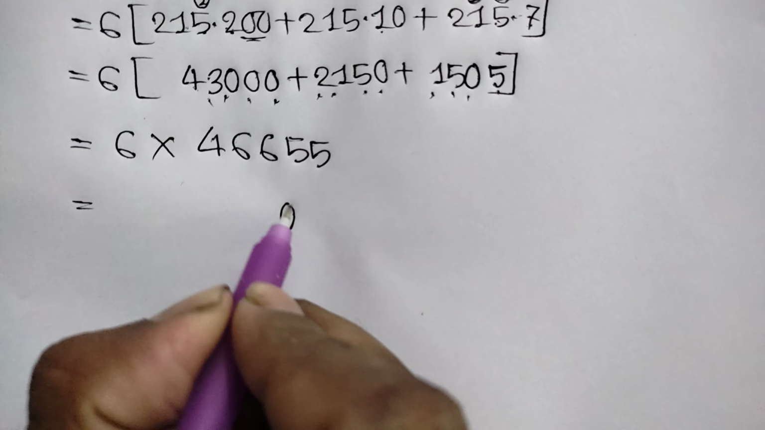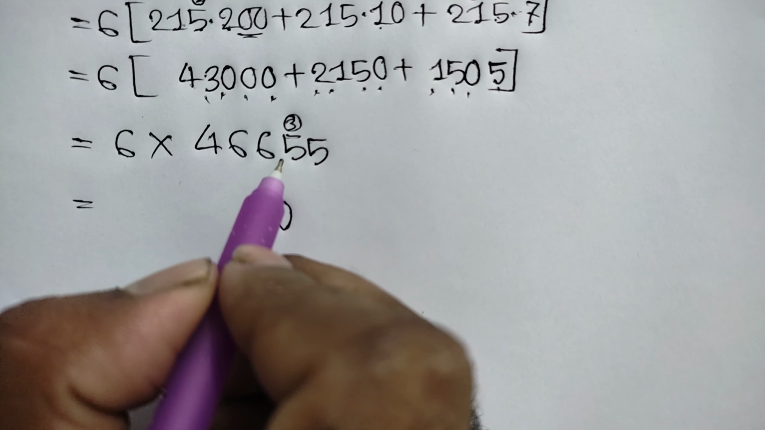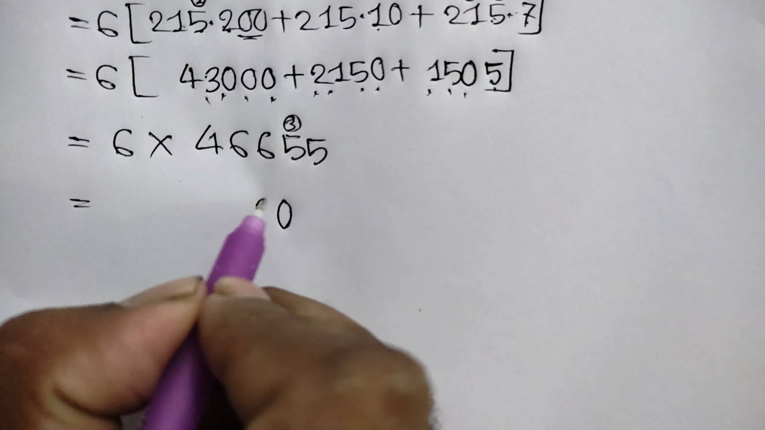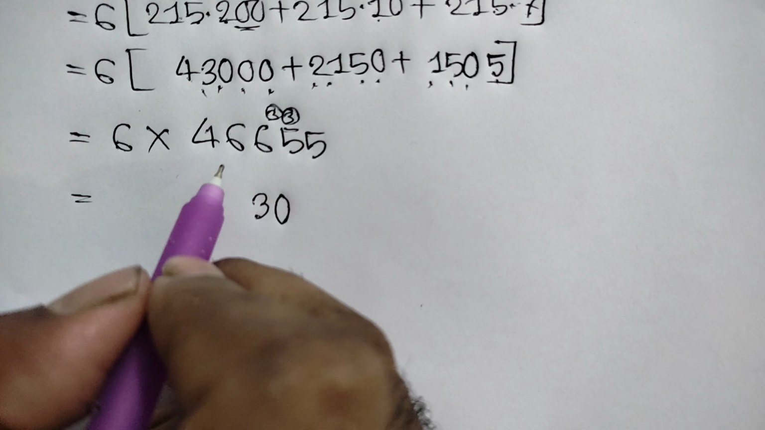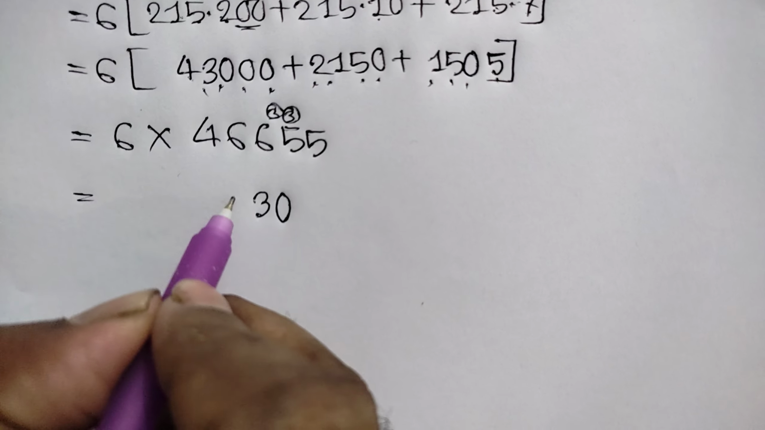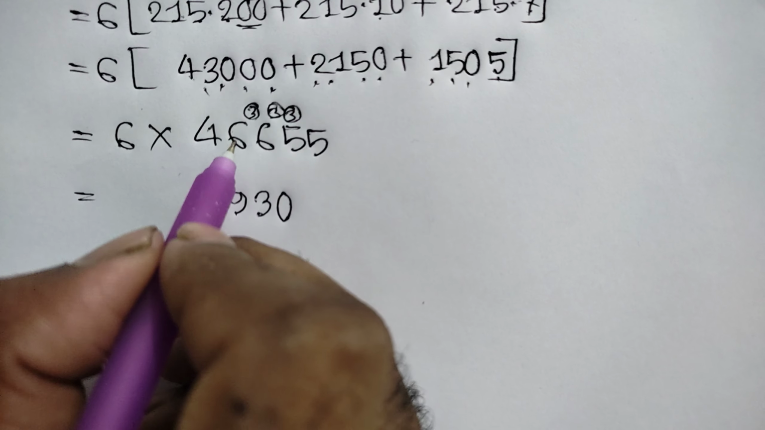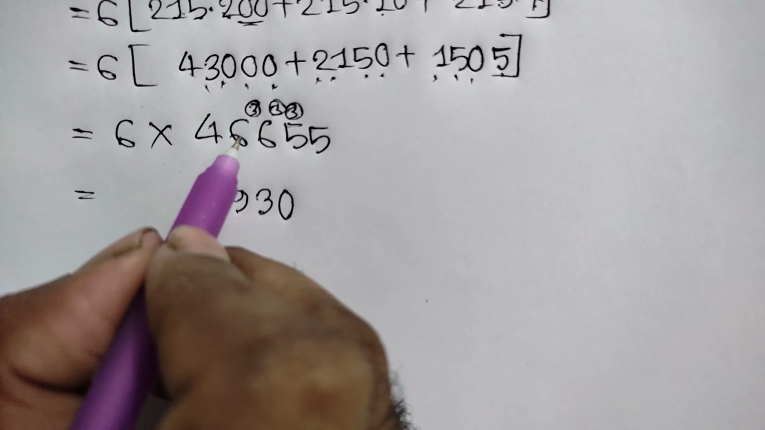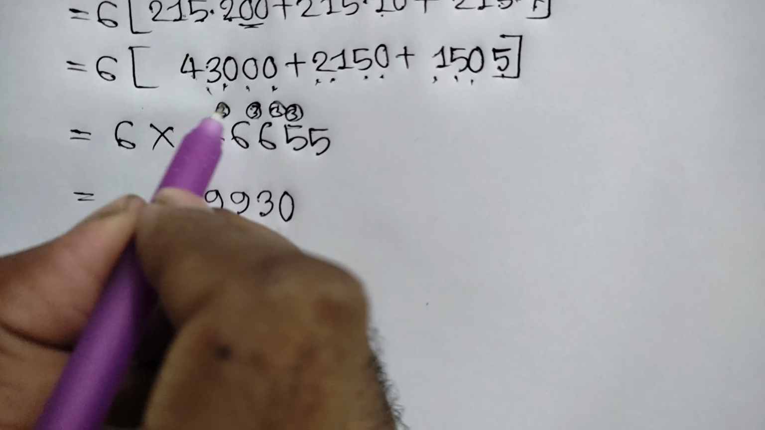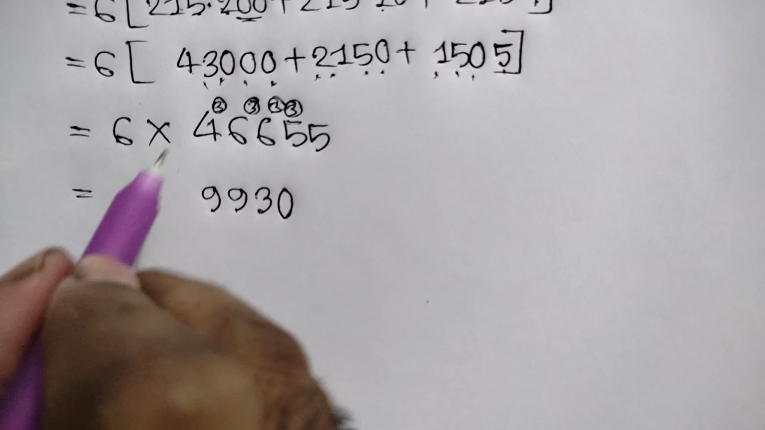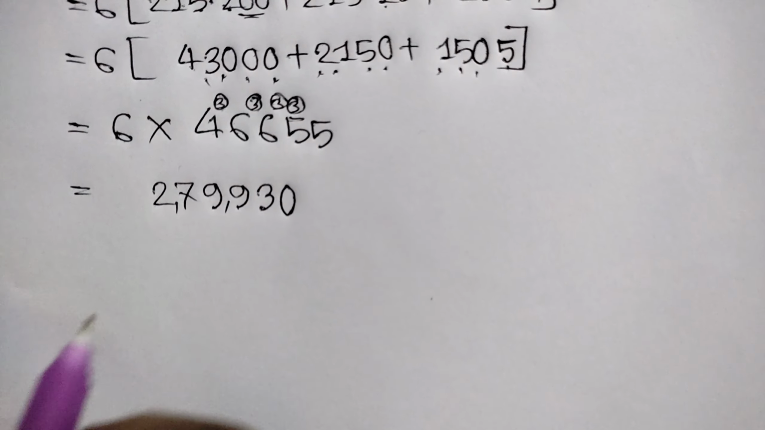30, we can write 0, 3 will be carry, now 6 times 5 is 30, 30 plus 3 is 33, we can write 3, 3 will be carry, now 6 times 6 is 36, 36 plus 3 is 39, we can write 9, 3 will be carry, now again 6 times 6 is 36, 36 plus 3 is 39, we can write 9, 3 will be carry. Now 6 times 4 is 24, 24 plus 3 is 27, and it is our final answer.